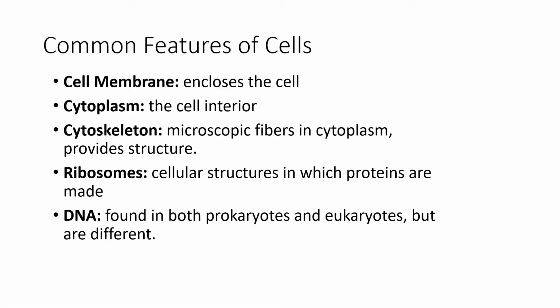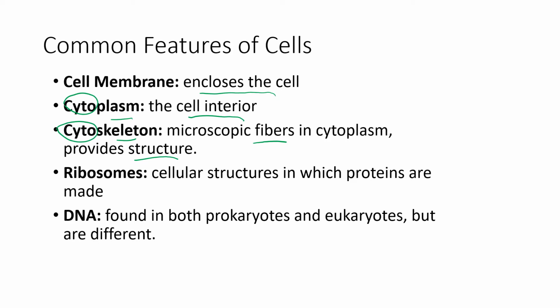So some common features of a cell. You have a cell membrane, which encloses the cell. The cytoplasm refers just to the cell interior. Something called a cytoskeleton. So cyto actually means cell, so cell plasm. Cell skeleton, so microscopic fibers that help provide structure. Kind of makes sense based on the name, actually.